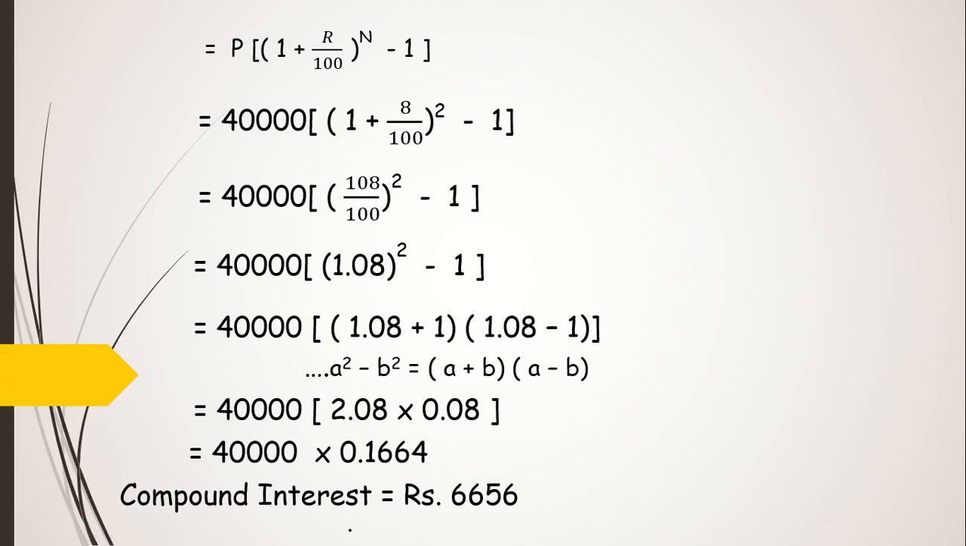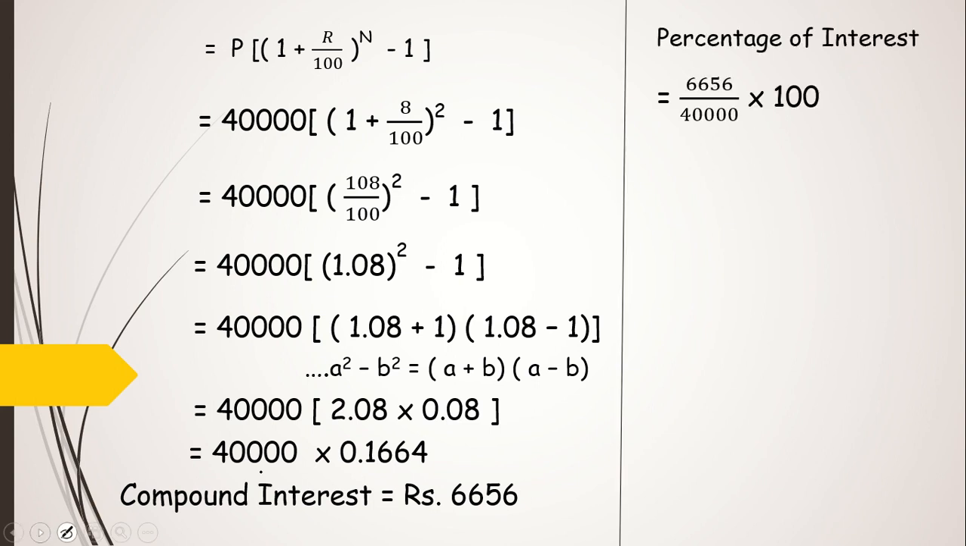Okay, so here we get compound interest as 6656. So this compound interest which we got is the profit of Mr. Sayyed. Now this profit he got on the amount 40,000. So on 40,000 he got the profit 6656. So on 100 how much? You cancel the two zeros and try to divide by 4 etc. And after division we get the answer 16.64%.